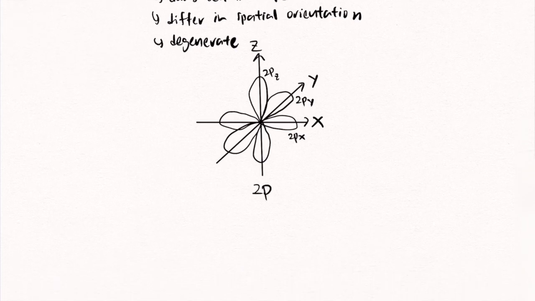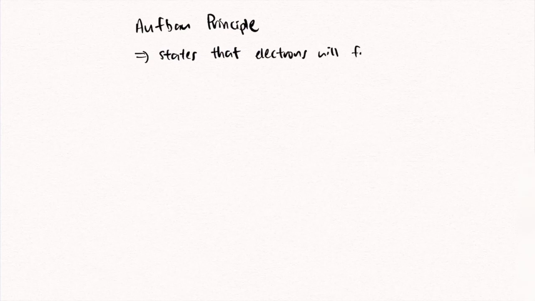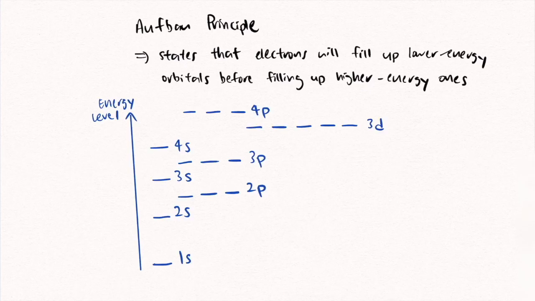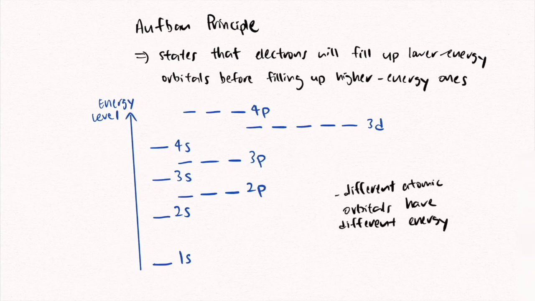Moving on. Now that we have learned how electrons are arranged in an atom, we will need to learn how we can predict the electronic configuration of atoms. The first thing that we will need to know would be the Aufbau Principle. This principle states that electrons will fill lower energy atomic orbitals before filling up higher energy ones. If we look at this energy level diagram, we can observe that different atomic orbitals have different energy levels.